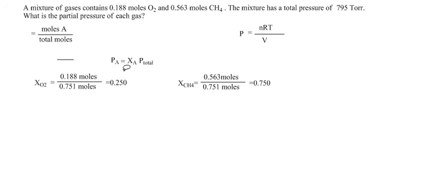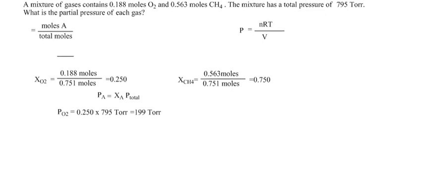Now we use this relationship between the pressure of A, the mole fraction of A, and the total pressure to find our partial pressures. When we apply this equation to oxygen, we see that the mole fraction 0.25 times the total pressure gives us 199 torr. That's the partial pressure of oxygen.